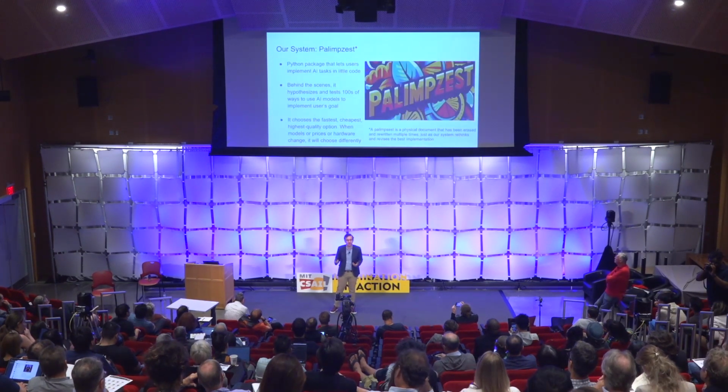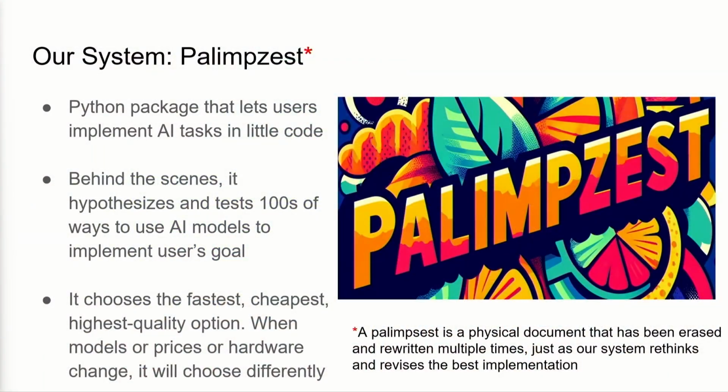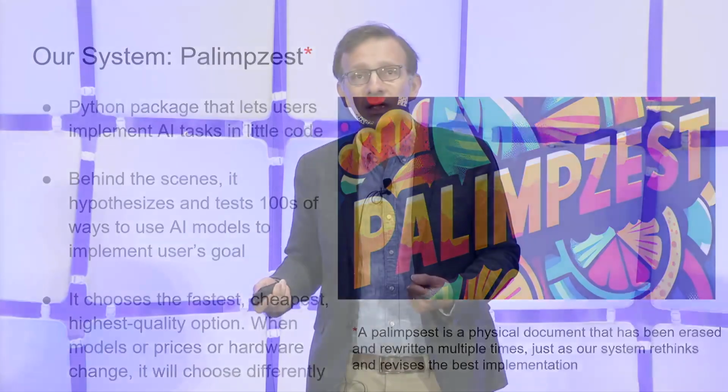So we've built a system that we call Palimpsest. Palimpsest is a Python package. You can download it and program with it in Python in your Jupyter notebook, however you like. And one feature that it offers is a high-level language for specifying a lot of these AI tasks in very little code. It's very succinct and nice to look at. One reason it's succinct is that you're not telling it how to do a lot of things, because behind the scenes, it is hypothesizing, considering, and testing hundreds or even thousands of ways to implement the program that you've described. After it figures all that out, it tries to choose the implementation that is cheapest, fastest, and will deliver the highest quality.